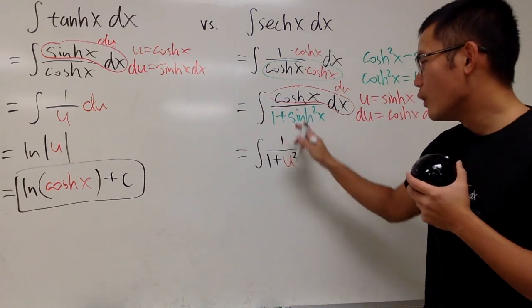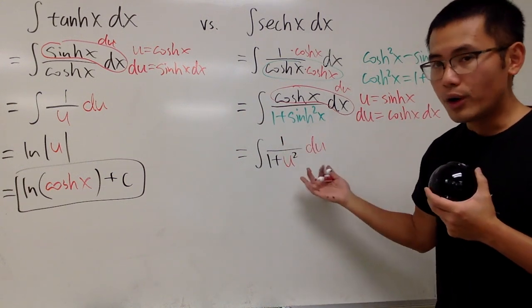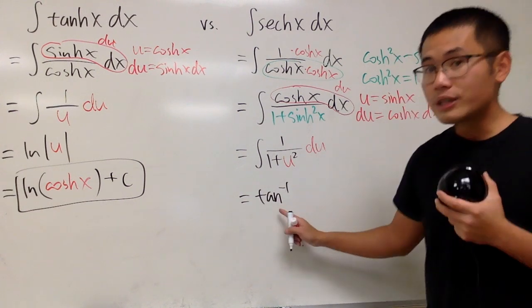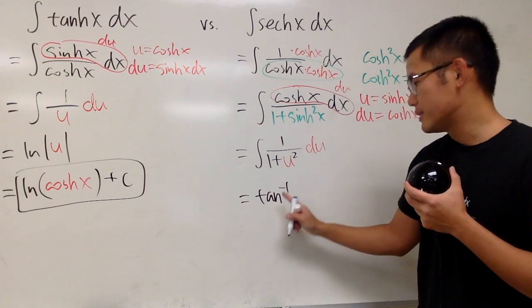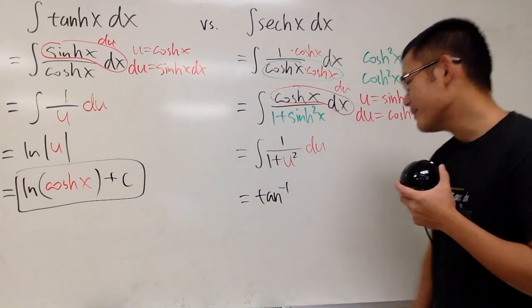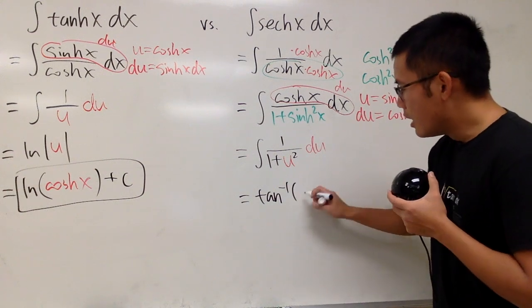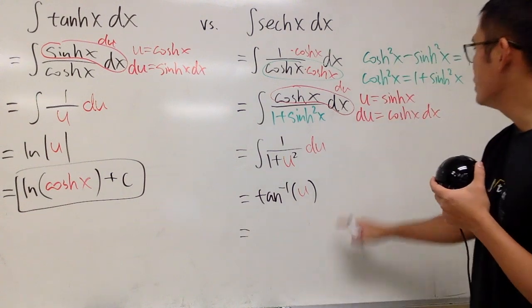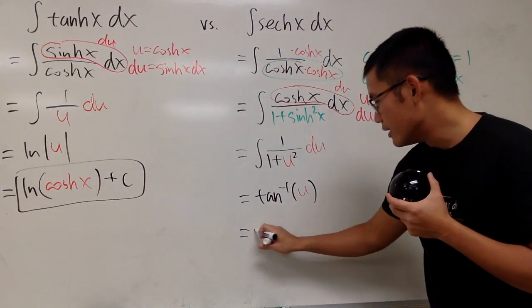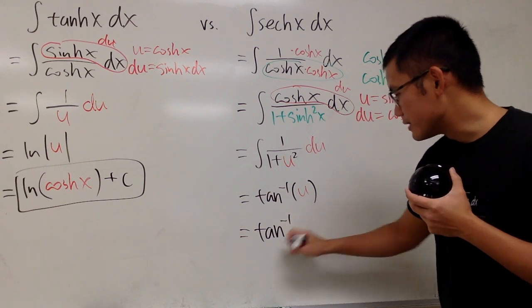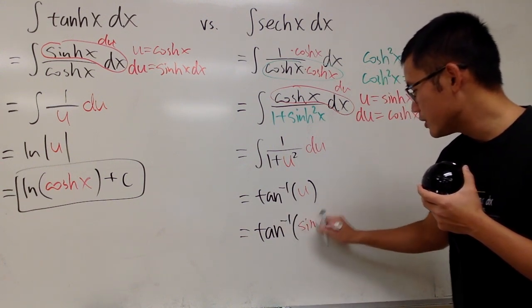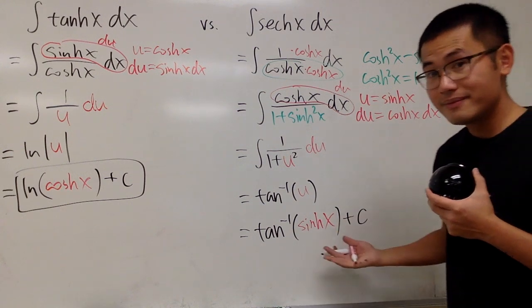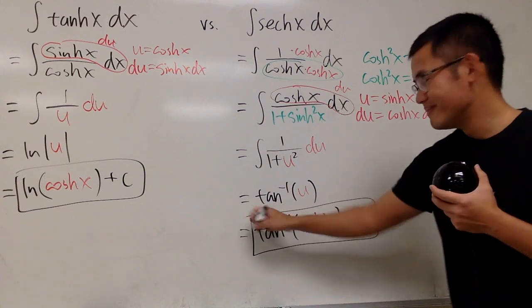Now, when we integrate 1 over 1 plus u squared in the u world, this gives us the inverse tangent. Notice this is the original version, the regular inverse tangent, and the input here is u. However, u is sinh x, so I'll just put that down. So in the end, we have inverse tangent of sinh x. And with that, we are done. So this is it.